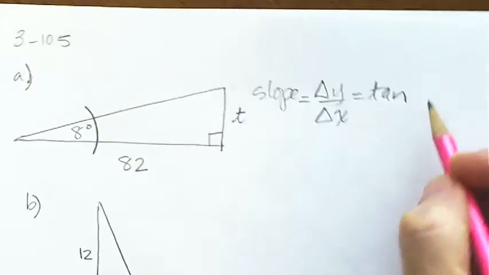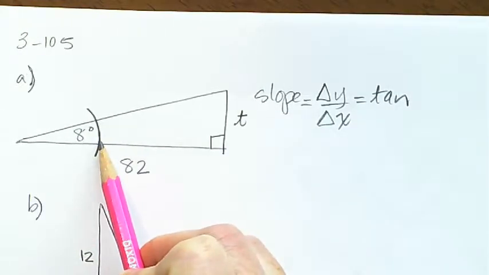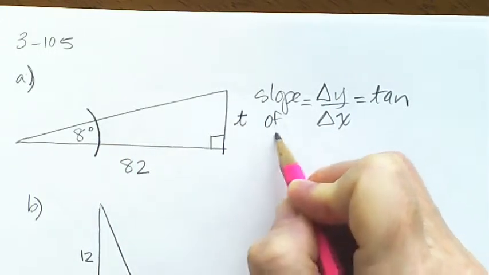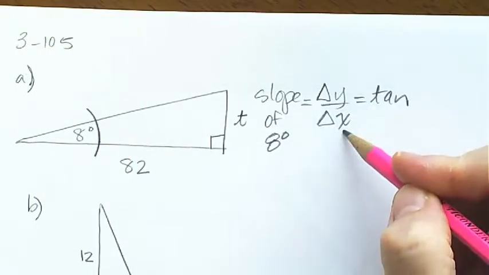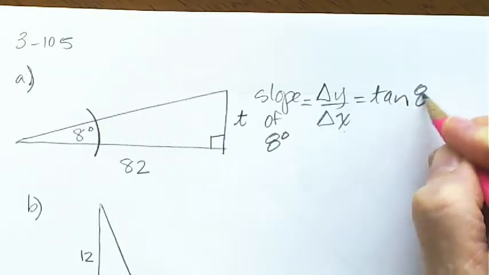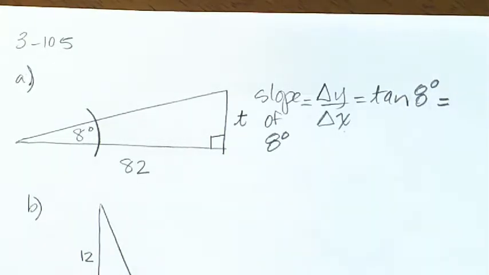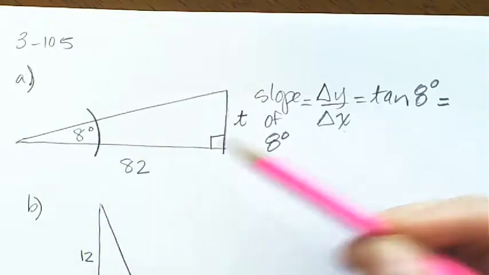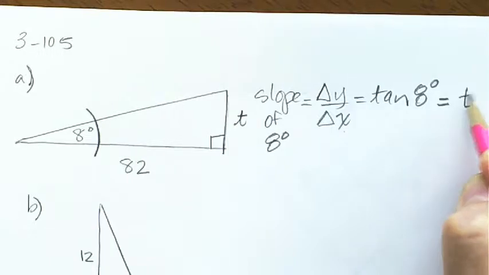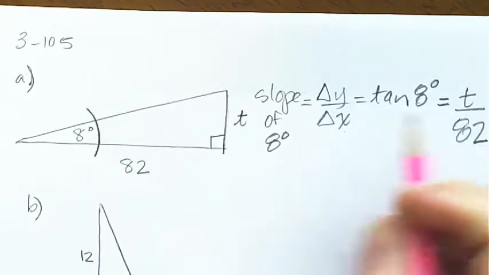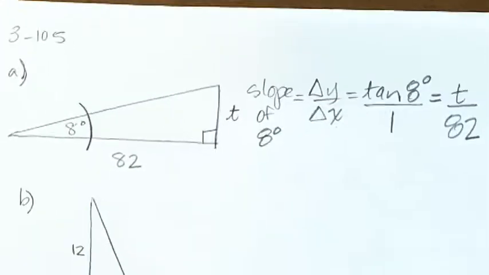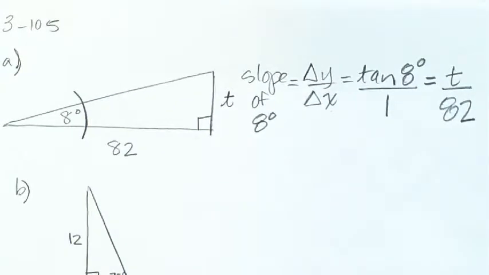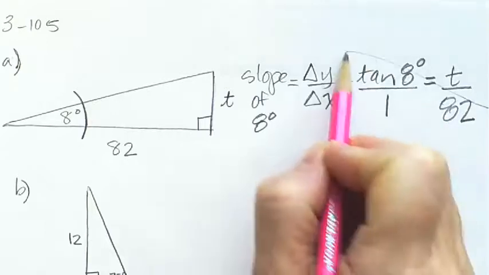So I'm going to set this up by saying the slope of 8 degrees, the change in y over the change in x, which is the same as the tangent of 8 degrees, is equal to, so my change in y is t, and my change in x is 82. So I'm going to put t over 82, and I always say put a 1 under the trig ratio just to kind of keep things organized so you know where the numerator is and where the denominator is, and then you're just going to cross multiply.